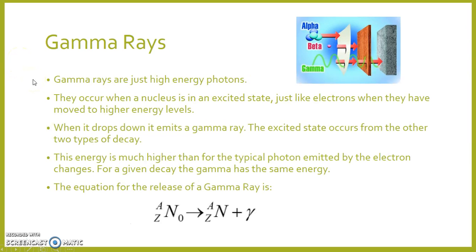Gamma rays are just very high energy photons. They occur when a nucleus is in an excited state, just like electrons when they have moved to higher energy levels. When it drops down, it emits a gamma ray. The excited state occurs from the other 2 types of decay. This energy is much higher than the typical photon emitted by electron changes. For a given decay, the gamma has the same energy. The typical equation for the release of a gamma ray can be seen on the formula at the bottom of the page. This symbol is represented with that gamma ray, that photon.